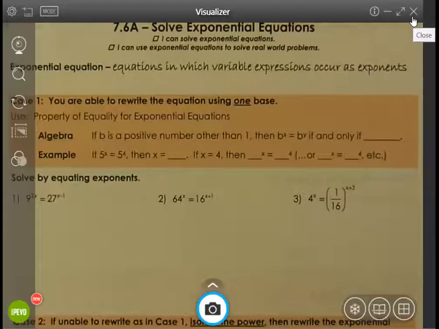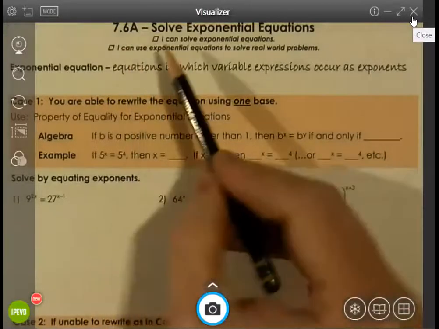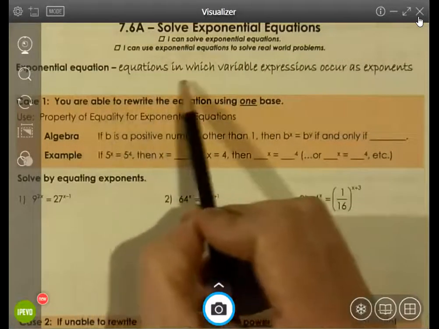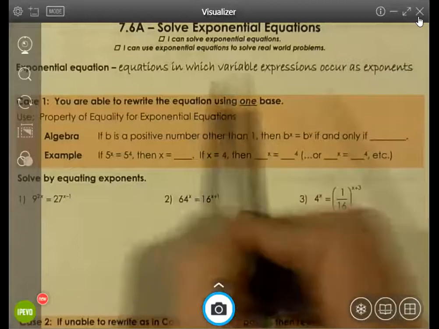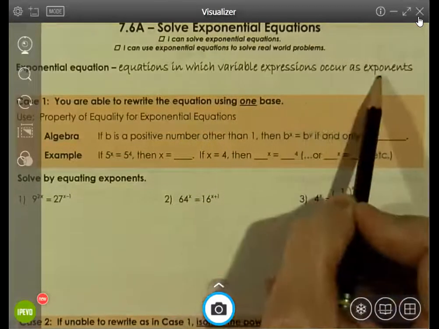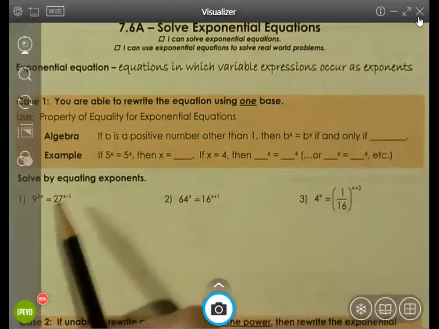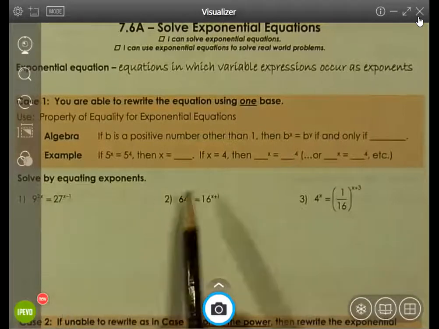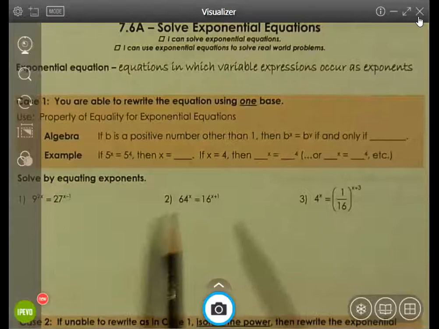This is Algebra 2 with trig, 7.6a. We're going to solve exponential equations. An exponential equation is when you have a variable expression that is in the exponents. So as long as we have an exponent that has a variable in it, that's called an exponential equation.